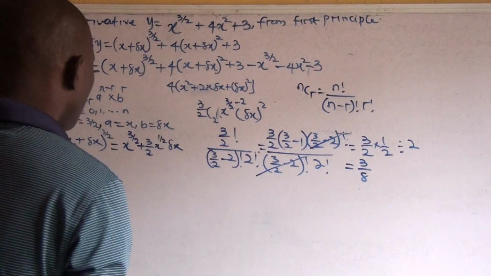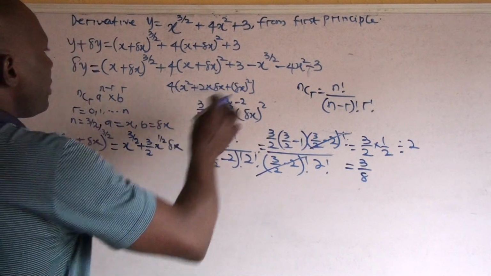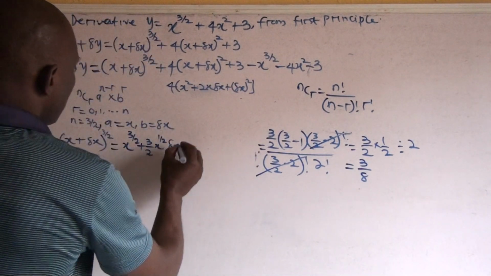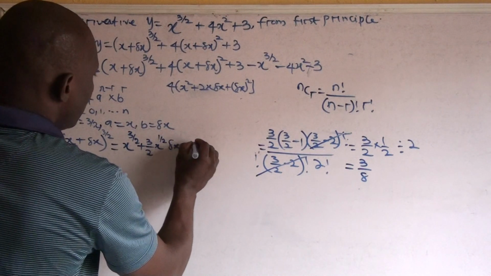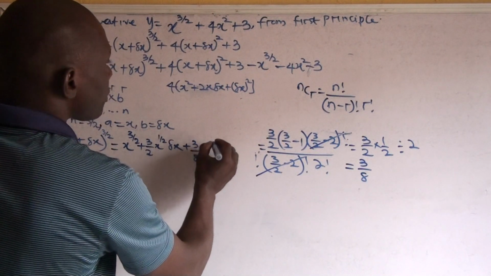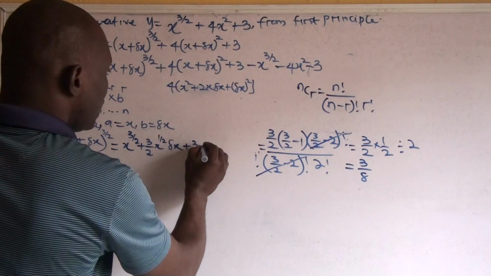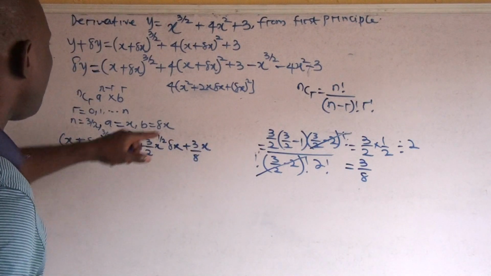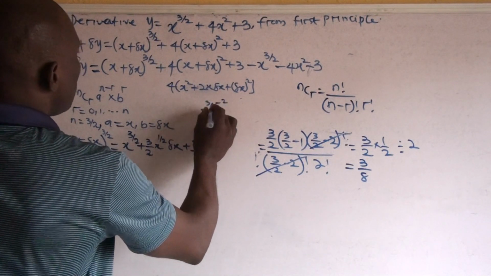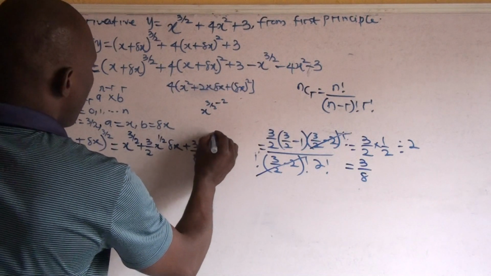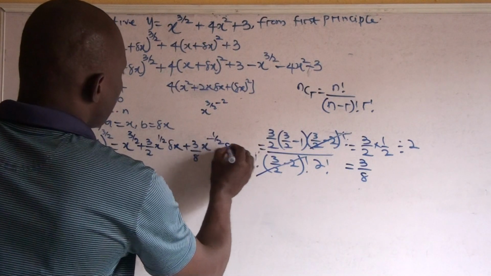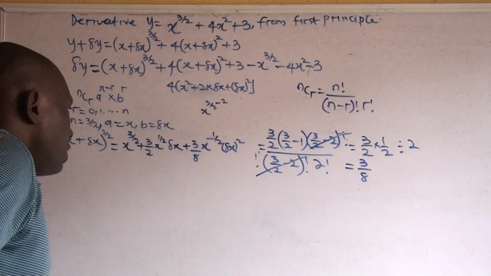So the next coefficient of this expression becomes 3 over 8. Here we have x raised to power, because we say x raised to power 3 over 2 minus 2, this time, so this will give us x raised to power minus half, and delta x all square.